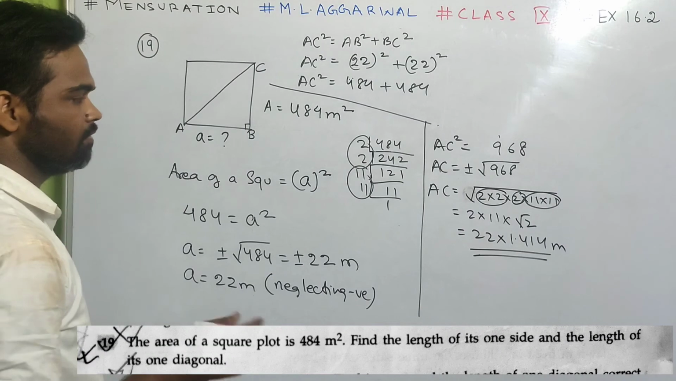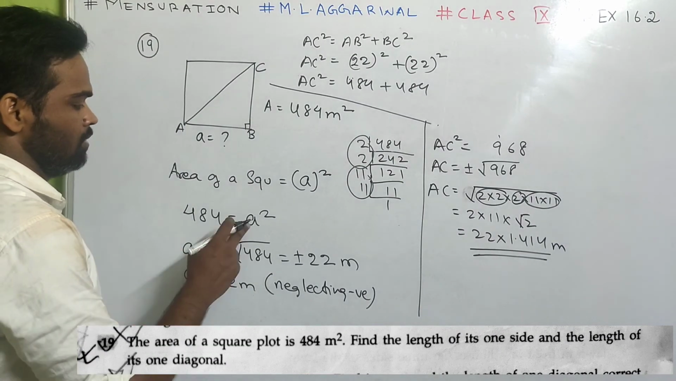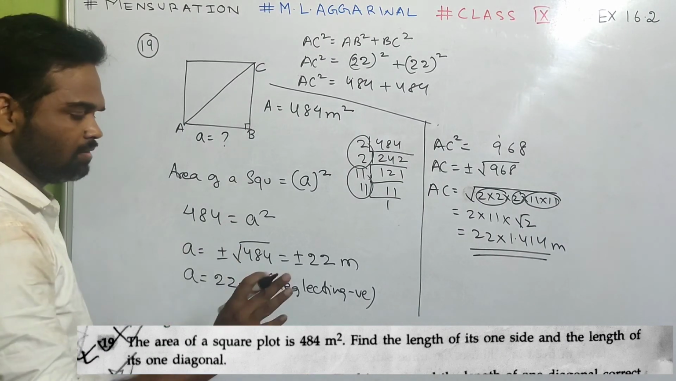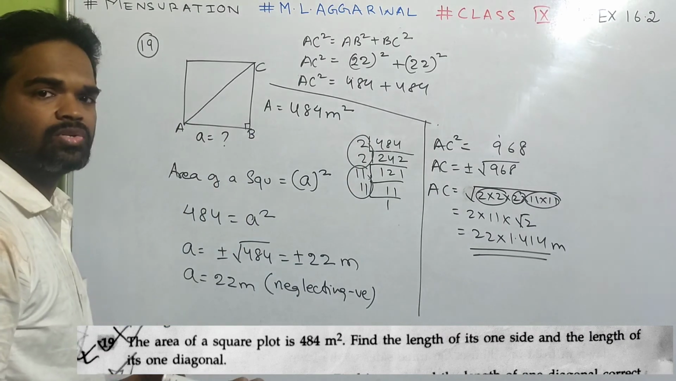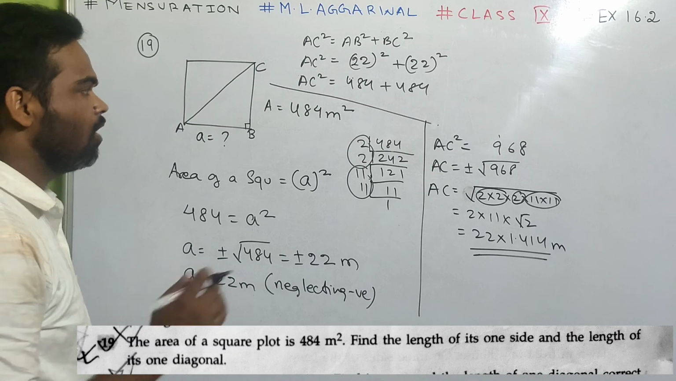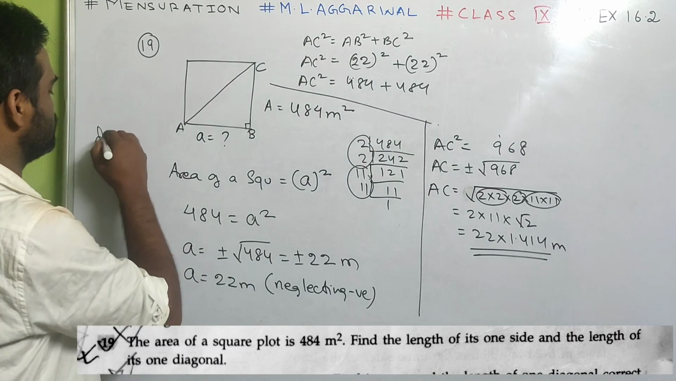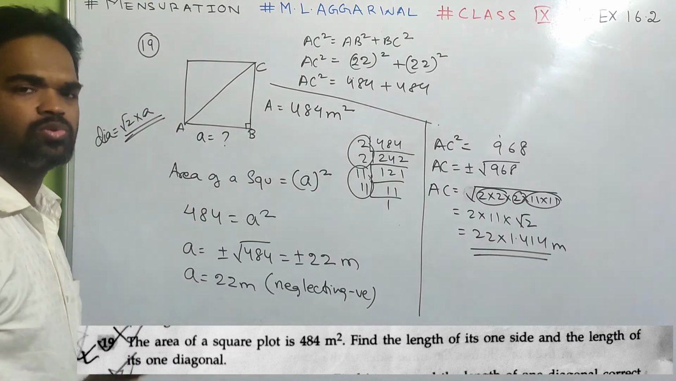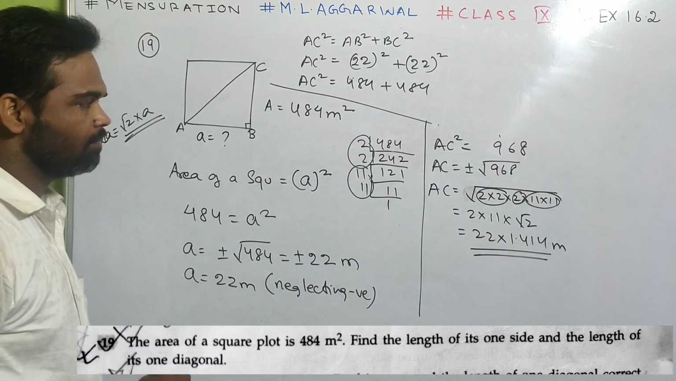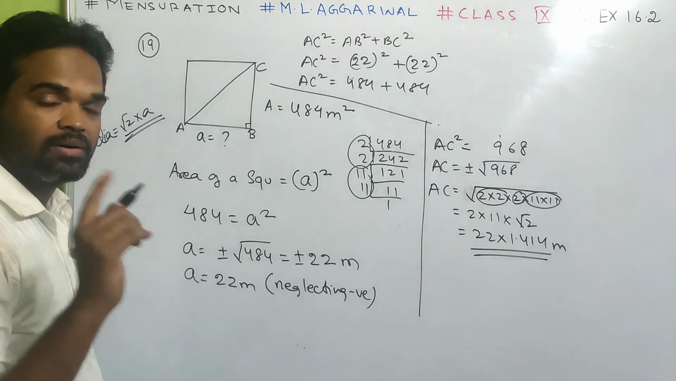Done. Very easy. The side equals square root of area. You got the side, then the diagonal. We got it from Pythagoras theorem. Done. Or somebody can use directly diagonal equals root 2 times side. That also you can use if you want to. Okay. Chalo. We'll do number 20 now.